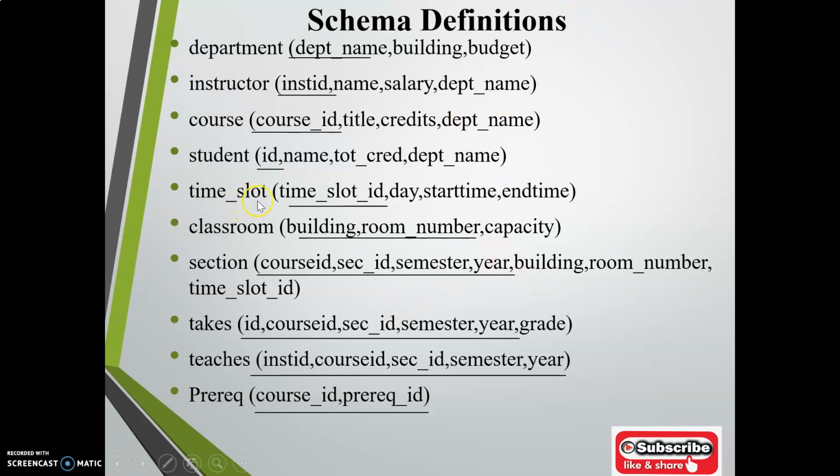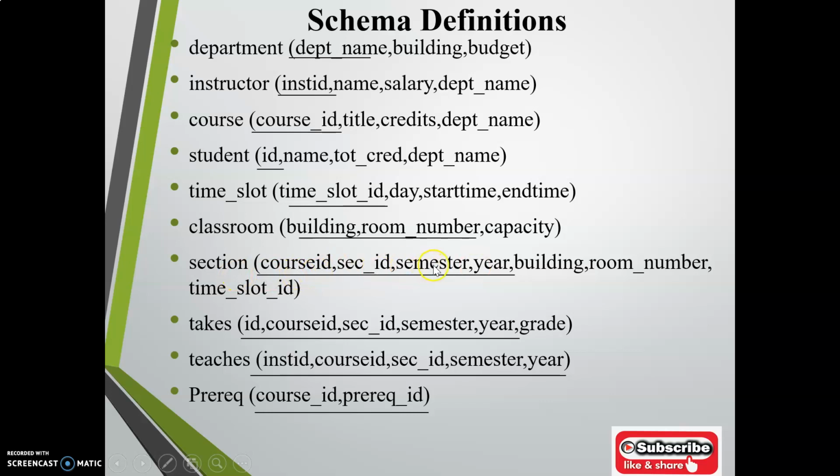Time slot is another strong entity set which has time slot ID as a primary key. Classroom has building, room number whole as a primary key, a composite primary key. Capacity is another attribute. Section is our another weak entity set which does not have its own primary key, but it strongly depends on the strong entity set. That's why we are referring to course ID here. And course ID plus the discriminator of section will whole act as a primary key for this section table.